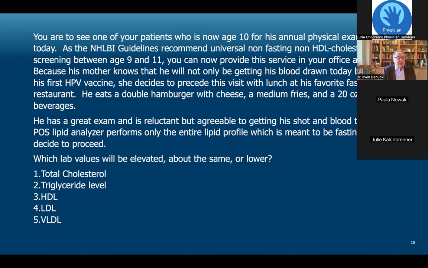So total cholesterol is really not affected, so that's going to be the same. The triglycerides are going to be greatly elevated in this case.